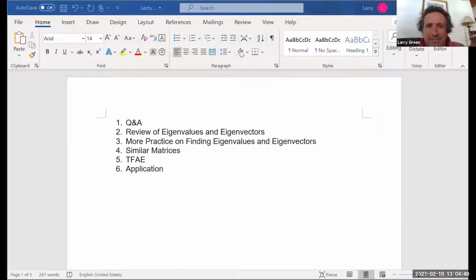It's a physics application, and it is something that if you take upper division physics and graduate level physics, you might see. So it's not first and second year physics, that's for sure. So that's the plan today.